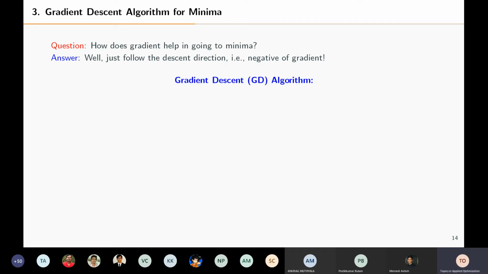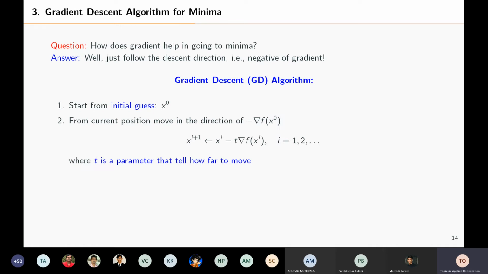So this is the first algorithm, the gradient descent algorithm. The name descent here means that it's in the context of minimizing the function. So you want to descend. It's like a hill, and to find the minimum of the hill, you have to go down, right? The basic algorithm says the following: start from the initial guess x0, and from the current position, move in the direction of the negative of the gradient. So from the vector calculus point of view, what does this mean?